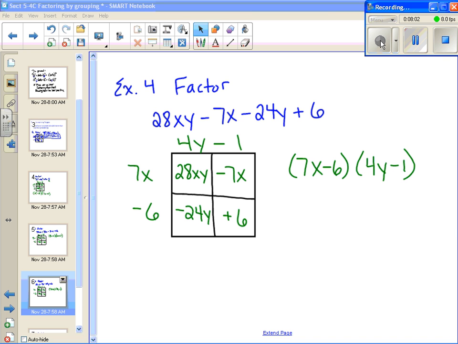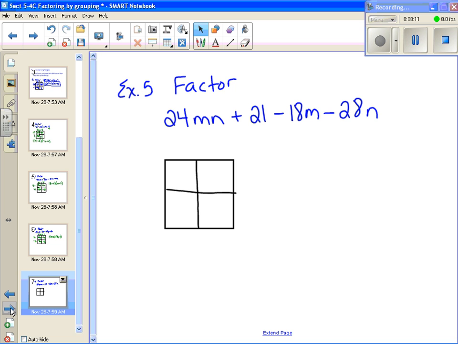Okay, so this is what you should have gotten for an answer. So we have 7x minus 6 times the quantity 4y minus 1. So we're good? All right, so one more example. So let's try this one.